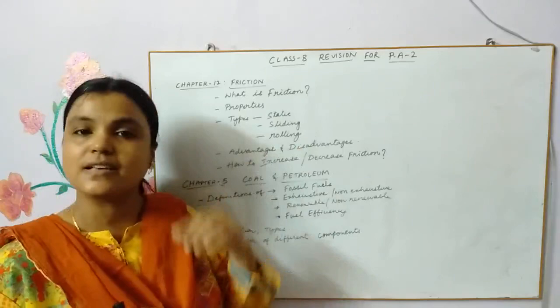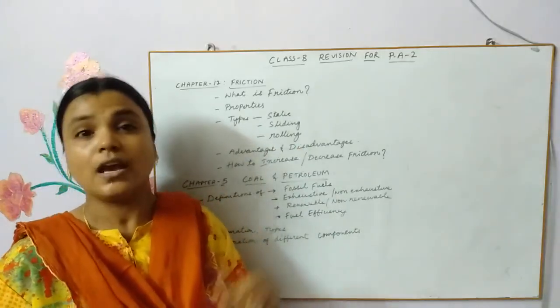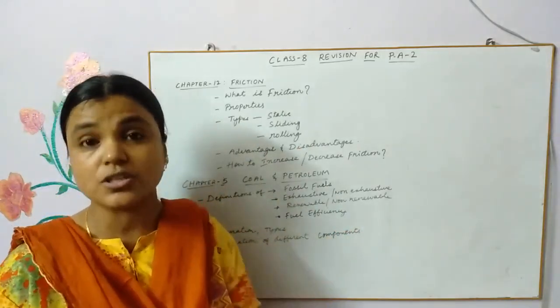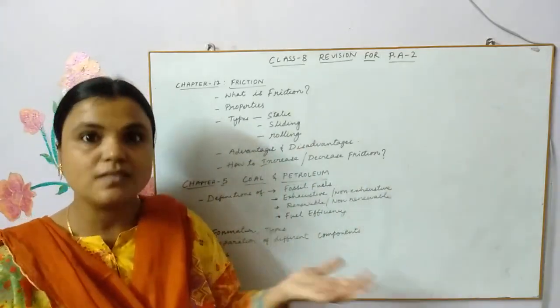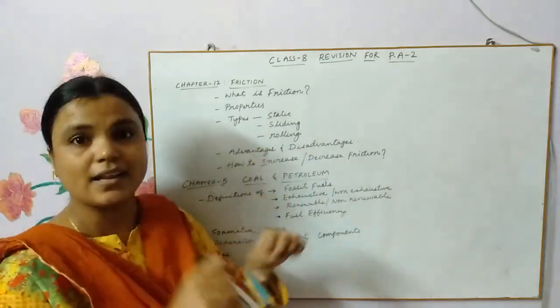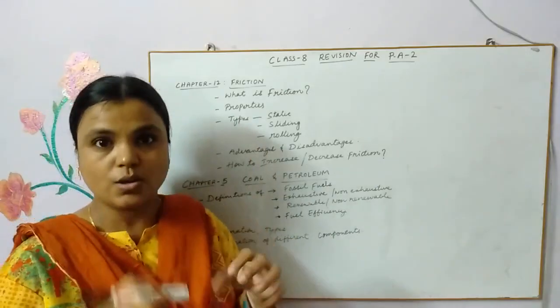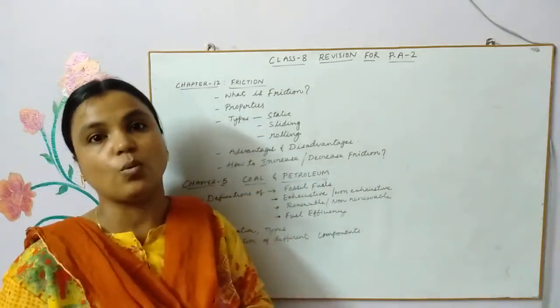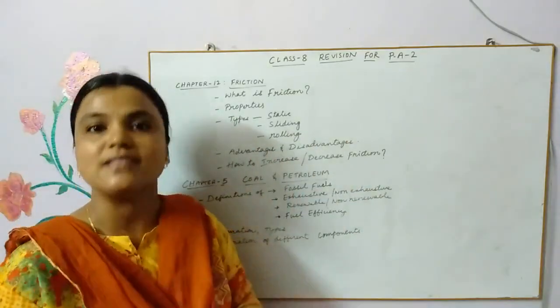We have already discussed advantages. What is the advantage? If there was no friction, then the buildings would not stand erect. You can't hit a nail. The nail has to be held inside the wall such that you can hang something on it.